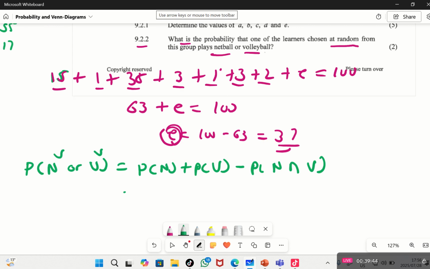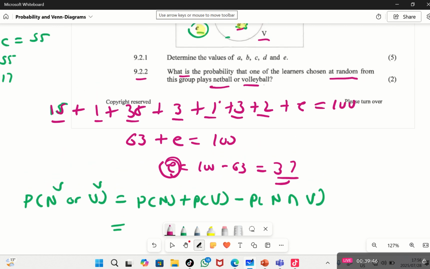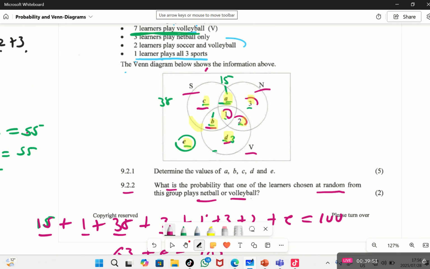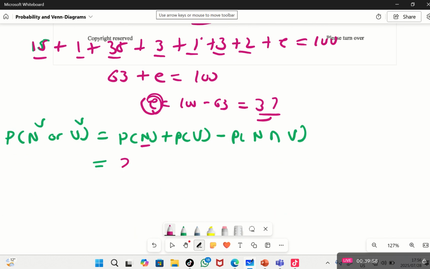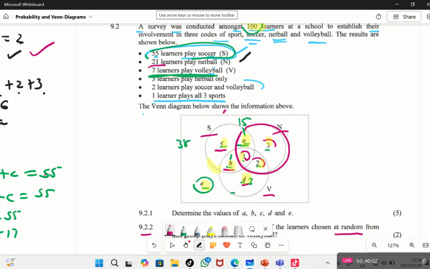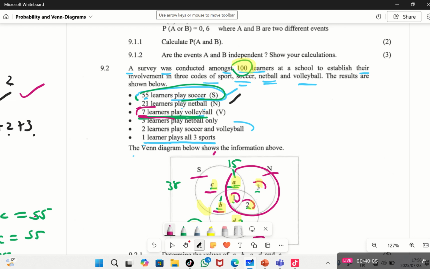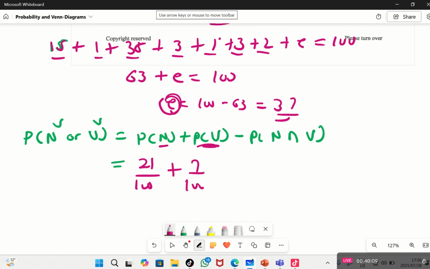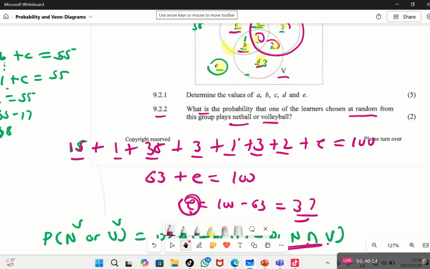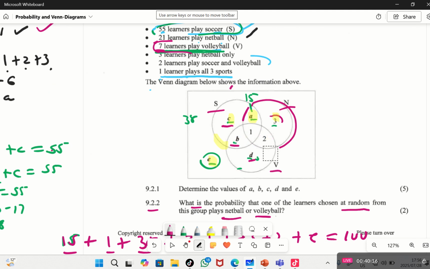Okay, let's go ahead and find it. What is the probability of N? What is the number of learners playing netball? It is this whole thing. Number of learners playing netball, it is 21. You put 21 out of a total of 100 learners, plus probability of learners playing volleyball is 7. So put 7 there over 100 minus what is the probability of learners playing netball and volleyball at the same time, the intersection of netball and volleyball.